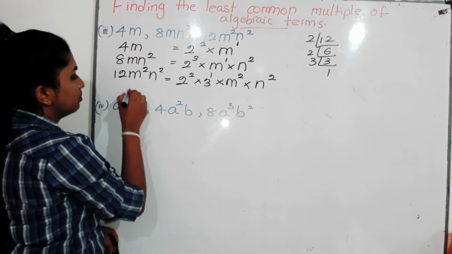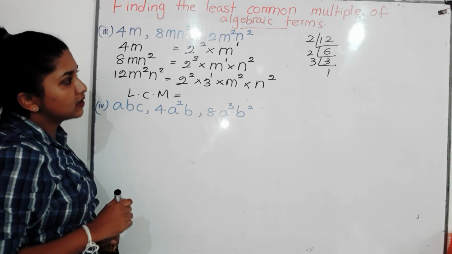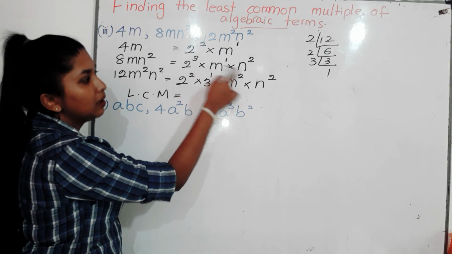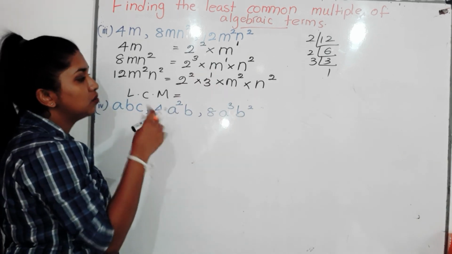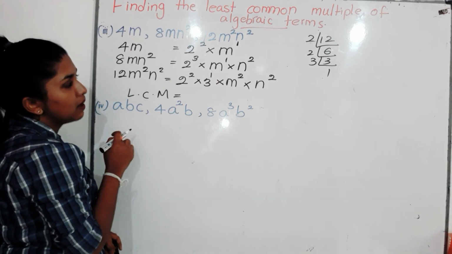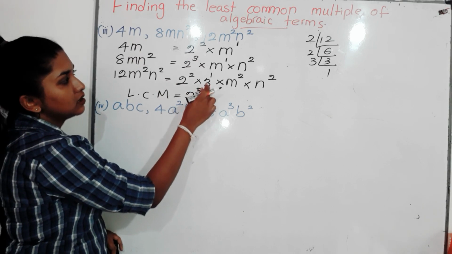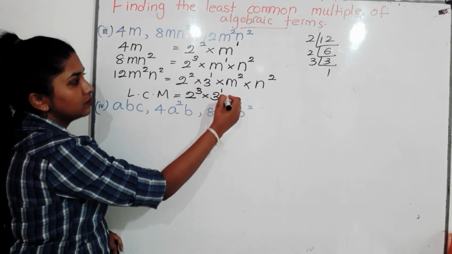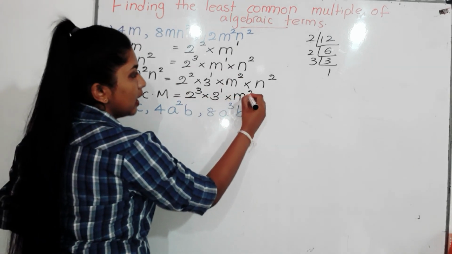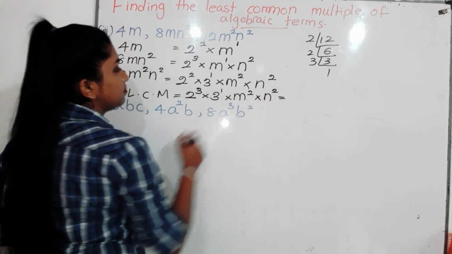Now what is the LCM? What are the distinct factors? 2 and 3, m, n. There are 4 of them. Then you have to find the largest power. When we consider 2, the largest power of 2 is 2 to the power 3, times 3 to the power 1. When we consider m, the highest power is m squared. When we consider n, the highest power is n squared.